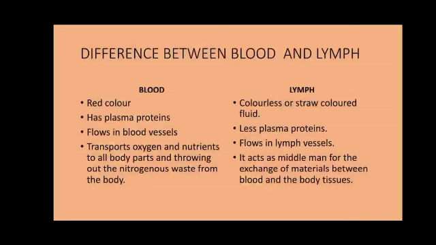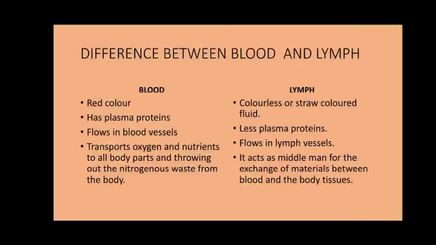Now let us cite certain differences between blood and lymph. Blood is red in color. Lymph is a colorless or straw colored fluid. Blood has plasma proteins in it. Lymph has less plasma proteins. Blood flows in the blood vessels. Lymph flows in the lymph vessels.